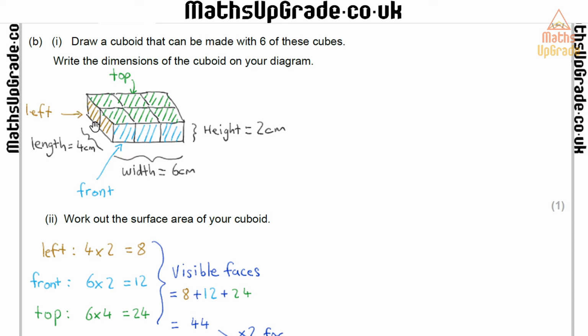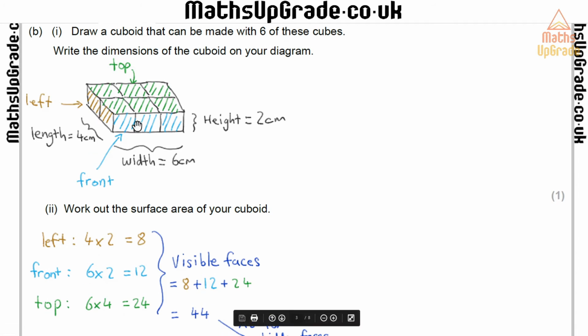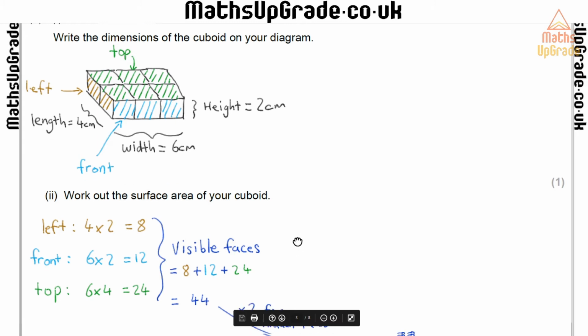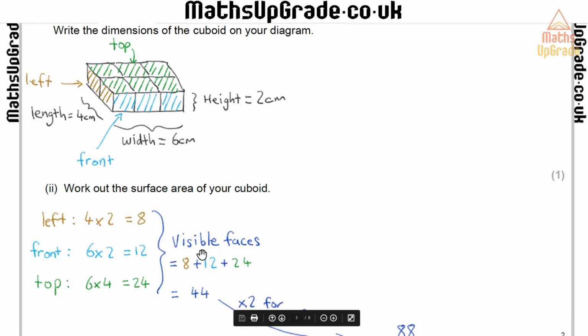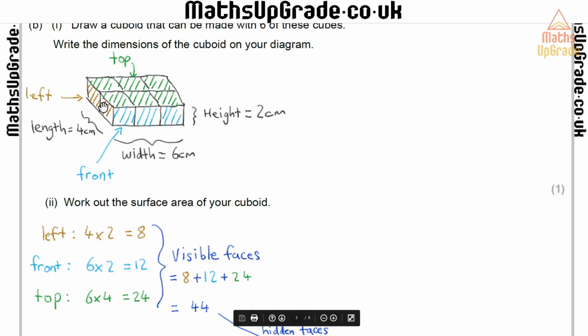So 4 by 2, 4 times 2 equals 8. The front face in blue here is going to be 6 centimeters wide, 2 centimeters high. So 6 by 2 is 12 centimeters squared. So that's the area of the front face. And the top rectangle here is going to be 6 centimeters wide by 4 centimeters deep. So that's 6 times 4, which is 24 centimeters squared. And that's the top rectangle. So all the visible faces are 8, add 12, add 24. So that's 44. That's the visible faces.